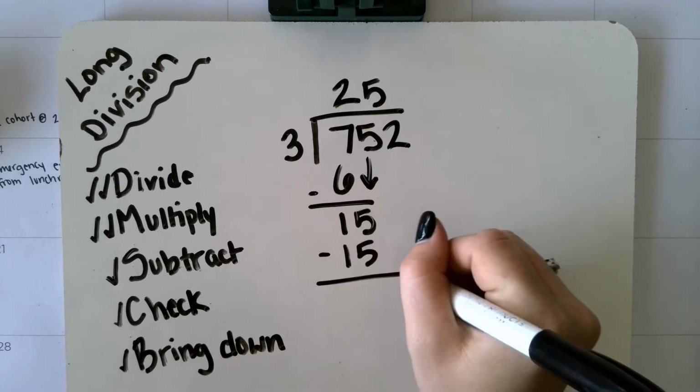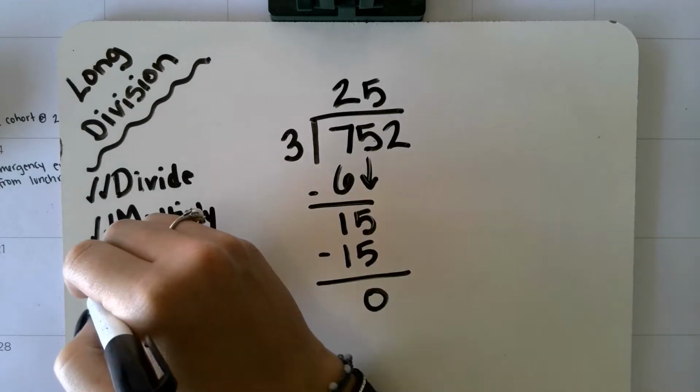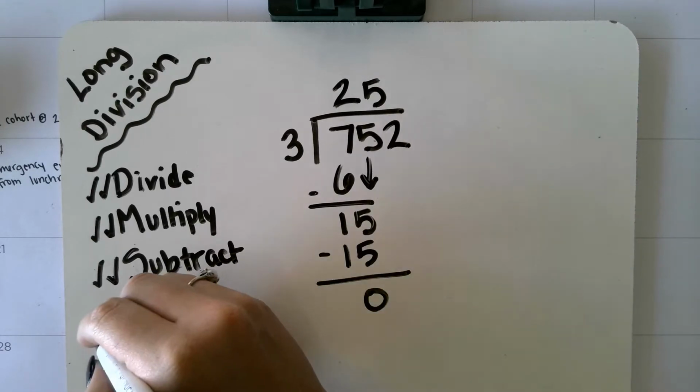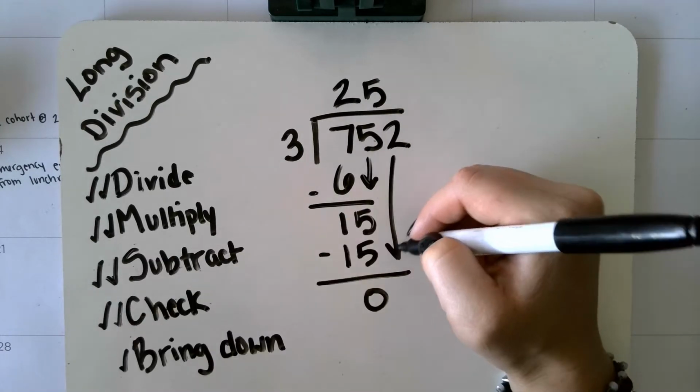And then we're going to subtract. 15 minus 15 is 0. Now we need to check, is 0 bigger than 3? No, it's not, so we're good. And then we can bring down the 2.